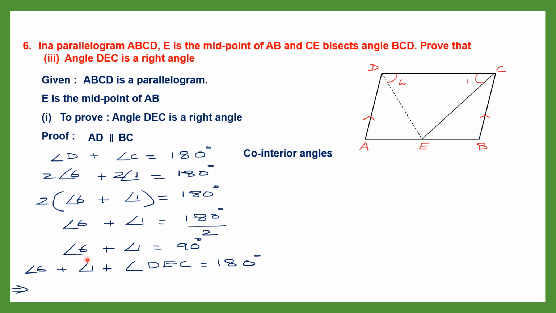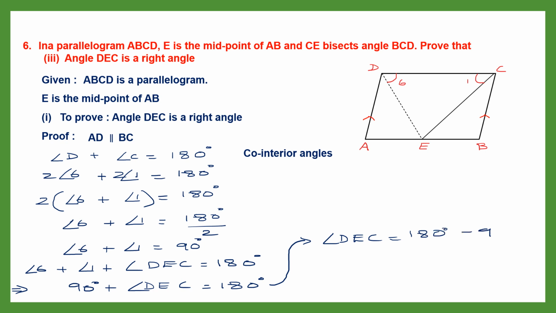Now, if I have to find only DEC, I'm going to substitute here angle 6 plus angle 1. Here, what did we get? Angle 6 plus angle 1 is 90 degrees. So I'm going to substitute this with 90. So that will be 90 degrees plus angle DEC is equal to 180 degrees. If I have to find angle DEC, what do I say? This is equal to 180 degrees minus 90 degrees. So angle DEC is equal to 180 minus 90, which is 90 degrees.